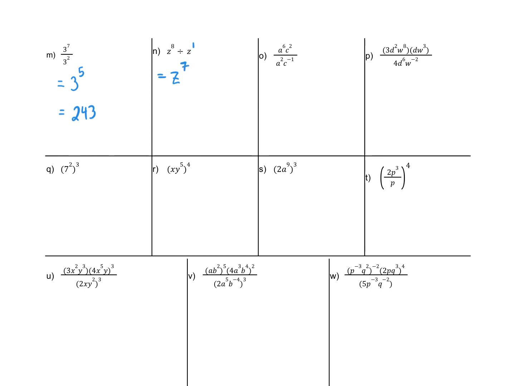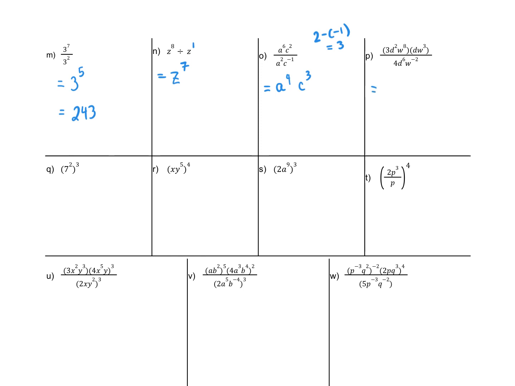Next, we have a's and c's. So we apply the appropriate rule to the a and the appropriate rule to the c. And in this case, it is the quotient rule for both. So for the a's, 6 minus 2 is 4. For the c's, be very careful with your negatives here because you are doing 2 subtract negative 1, which is 3. So it'll be c to the power of 3. These exponents are all positive, so I don't have to worry about anything.